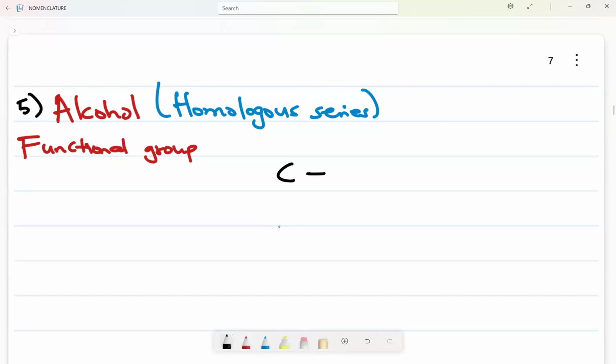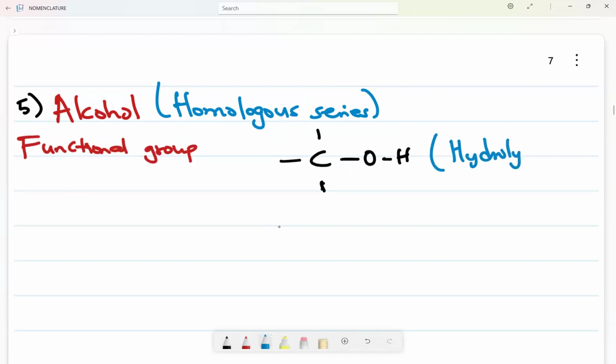What do I mean? If I have C like this, I'm expecting these to be hydrogens, but now instead it is substituted by the hydroxyl group. This is what we refer to as a hydroxyl group. If they ask you to name the functional group of alcohol, it is hydroxyl group. The hydroxyl group is the OH group.